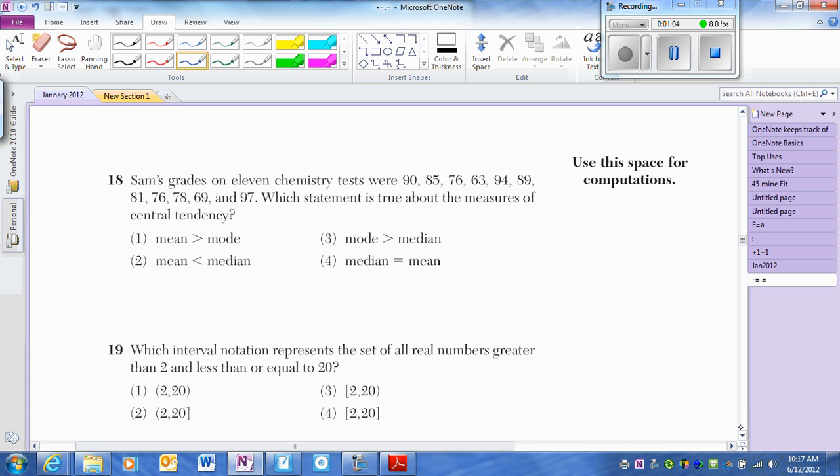Great. Let me put these in order. 63, 76, 85, 89, 90, and 94. Does that make 1, 2, 3, 1, 2, 3? So the median is 87.